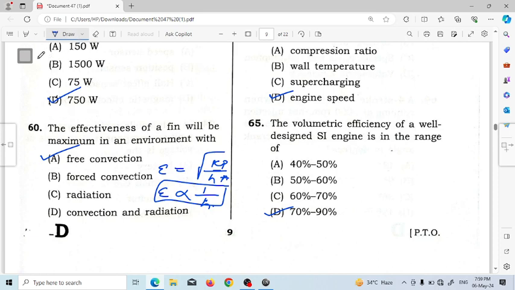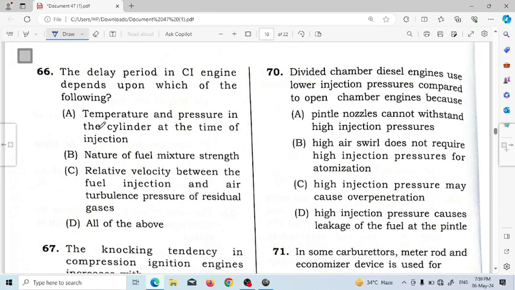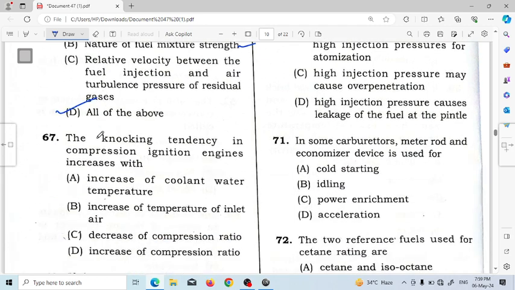Next question number 66. The delay period in a CI engine depends upon which of the following? The temperature and pressure in the cylinder at the time of injection, this is correct. And nature of fuel, mixture strength, it is also correct. Relative velocity of the fuel injection and air, turbulence, pressure of the residual gas. So the answer will be option D, all of the above.